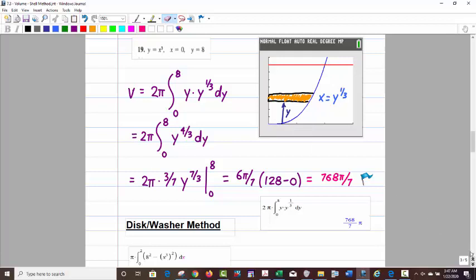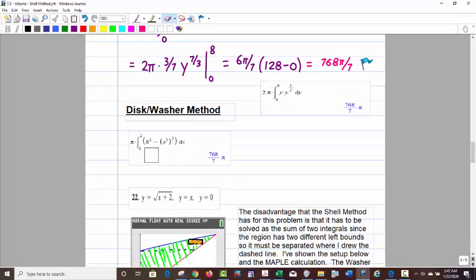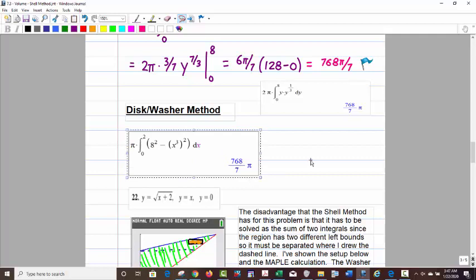Now the disk/washer method requires us to square both of those. I did not work out the math on this one just to save time. Like I say, if you ever have any questions, let me know. I just wanted to show the setup with these other methods, so you could see, work it one way, then show the other setup and show that it's equivalent.